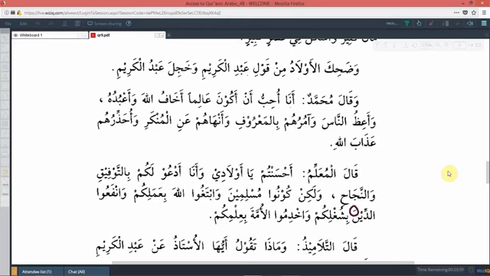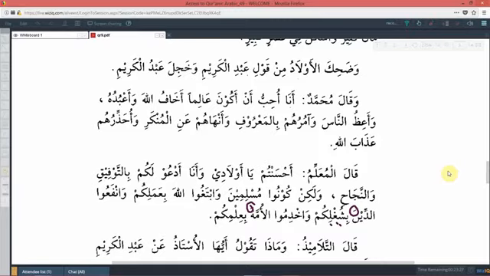Bishughlikum, with your efforts, with your busyness, with your work. Wakhdimu, from khadama, yakhdumu. This word we have khadam, wakhdamu, and serve al-ummata, the nation, serve the community, bi'ilmikum, with your knowledge.